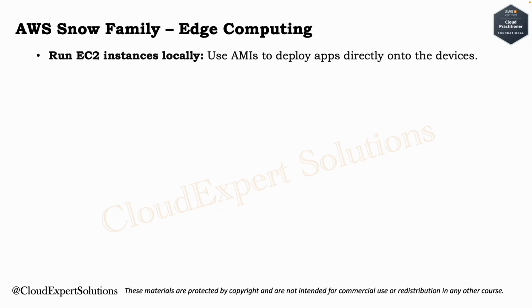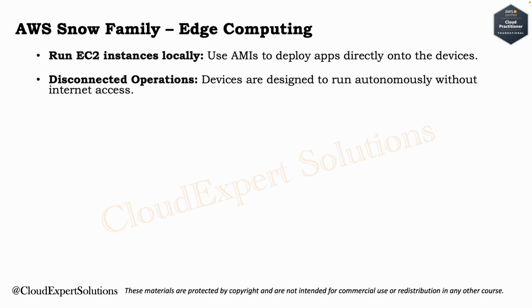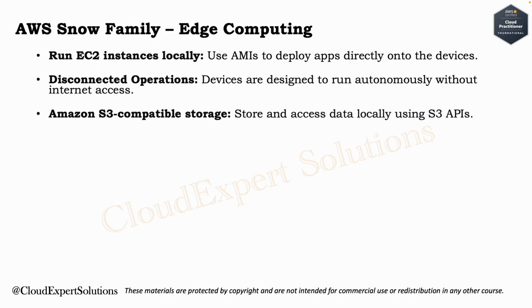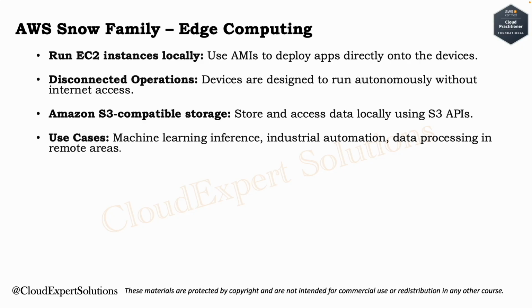You can run actual Amazon EC2 instances directly on the Snowball Edge or Snowcone devices using a custom Amazon Machine Image or AMI. This allows your application to collect and process data locally even when completely disconnected from the internet, and they also provide S3 compatible storage endpoints for local data access. This is perfect for use cases like running machine learning inference models on a factory floor, or analyzing sensor data in a remote oil field before deciding what minimal data needs to be shipped back to the main AWS cloud.